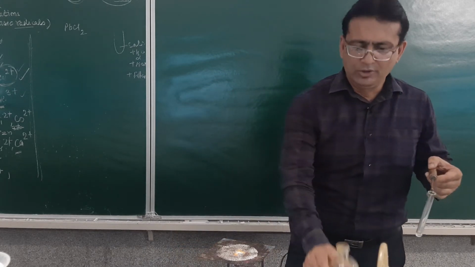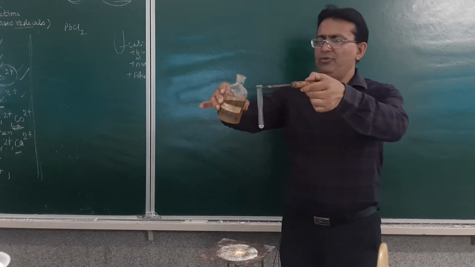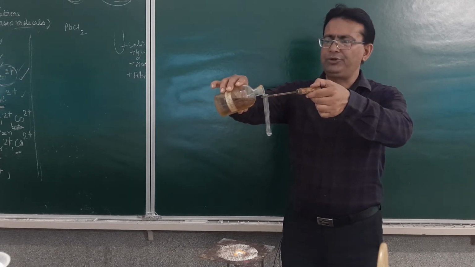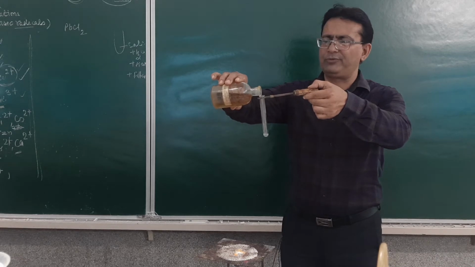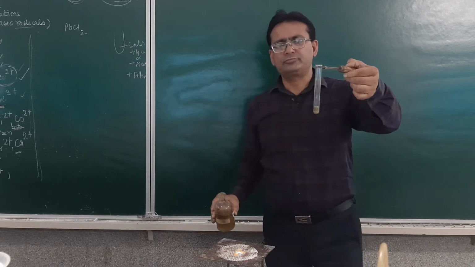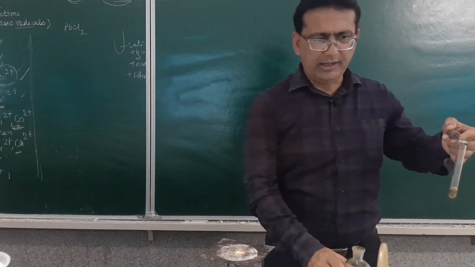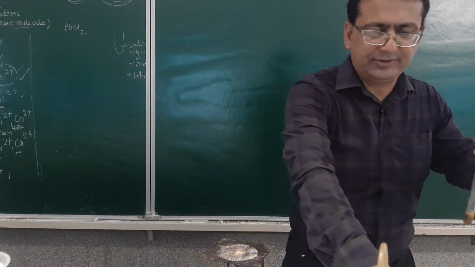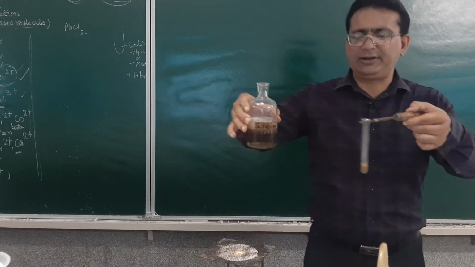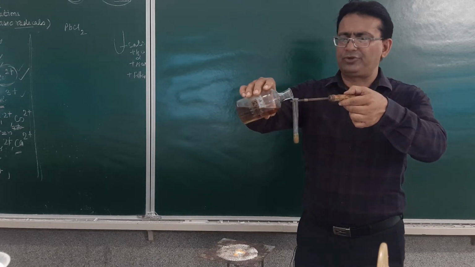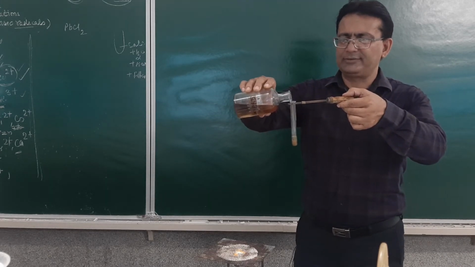Am I clear? So here what we need to do is add, in a controlled manner, a bit of freshly prepared ferrous sulfate solution. Add it. Yes. Now to this we will add concentrated sulfuric acid from the side of the test tube. And when we add concentrated sulfuric acid from the side of the test tube, let us see what happens.